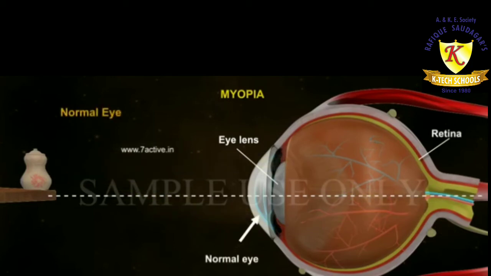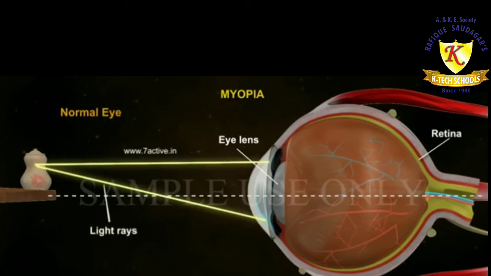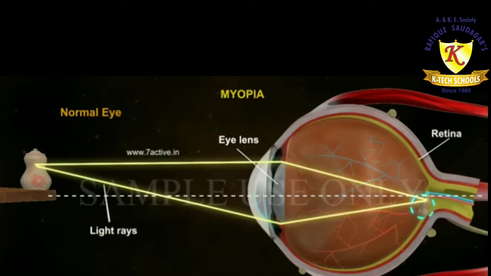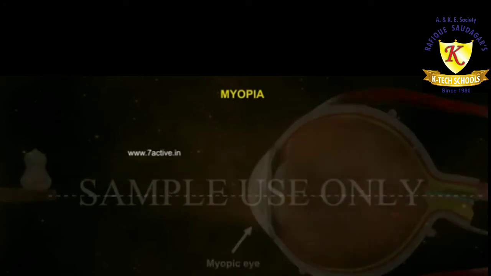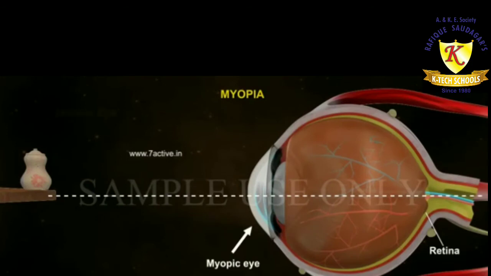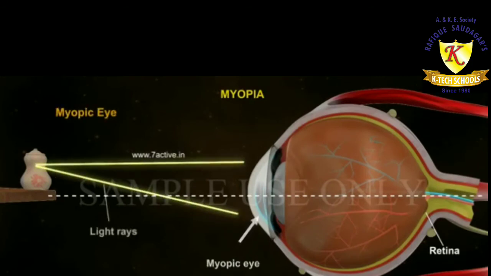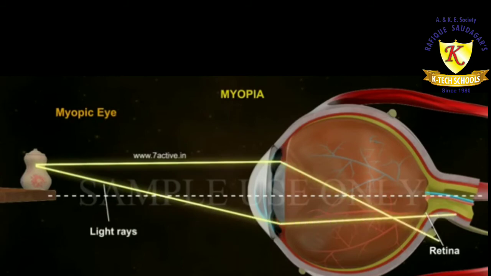In case of normal eye, the light rays from the object fall on the eye and converge on the retina. In case of myopic eye, the light rays from the object fall on the eye and focus the light at a point in front of the retina in the vitreous body.